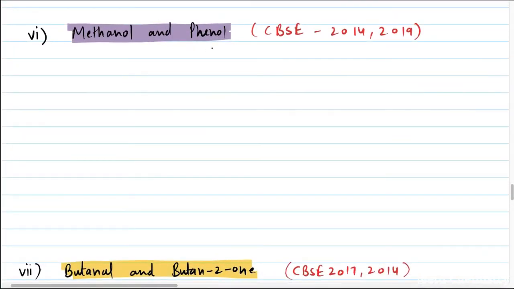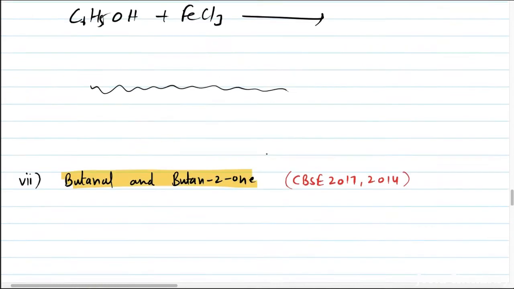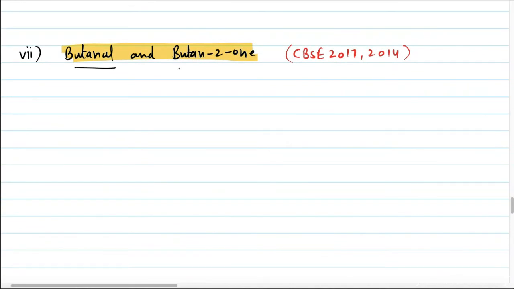Okay, methanol and phenol, again alcohol, both are alcohol. So phenol means C6H5, again OH, plus the same FeCl3. So it confirms your ferric chloride test. So methanol does not confirm this test. Game over. Next one is butanol and butanone.